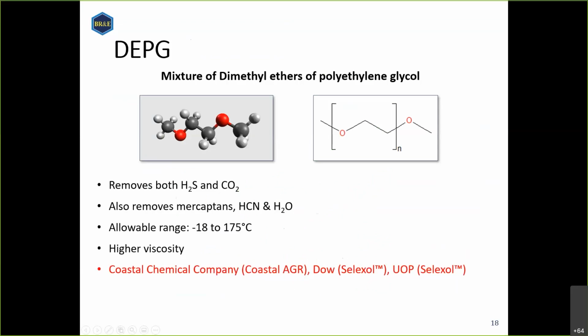But just to give you an idea of some of the different physical solvents that you can simulate in ProMax, you can simulate DEPG, that's dimethyl ethers of polyethylene glycol. This molecule will remove both H2S and CO2. It also removes mercaptans, hydrogen cyanide, and water. And it's marketed as Selexol, most commonly is what I've seen it as.